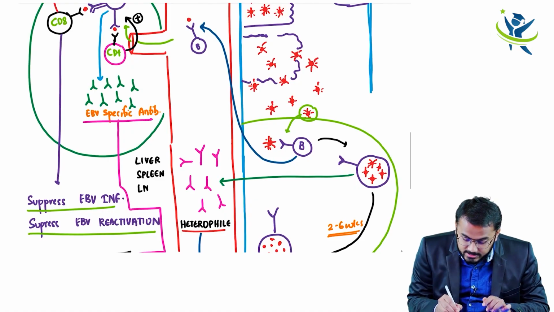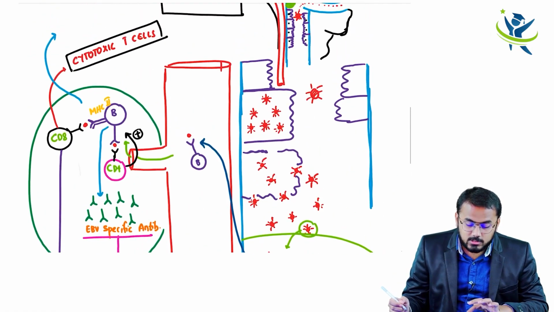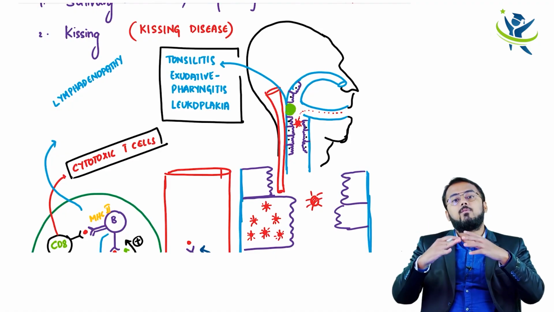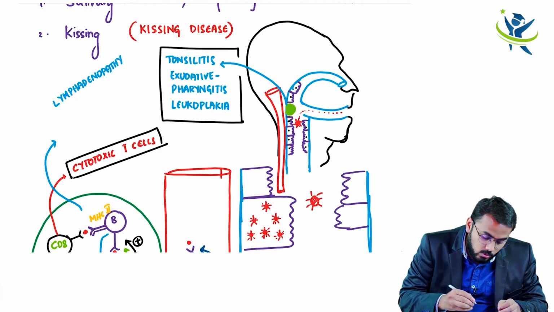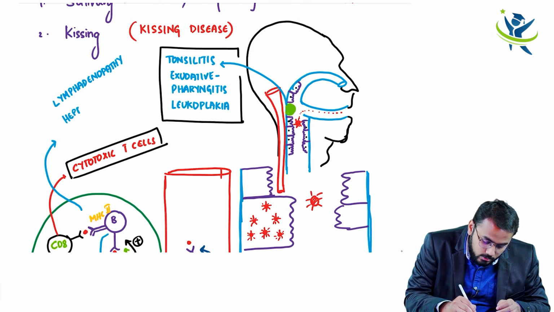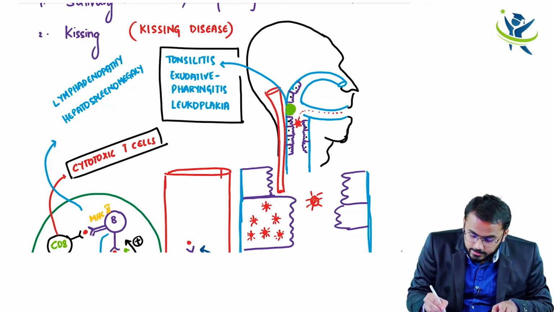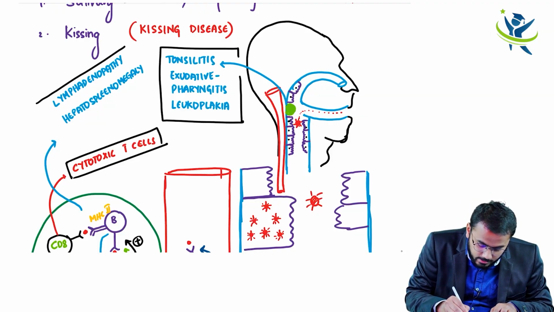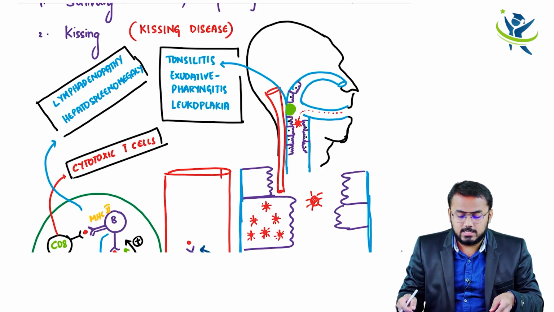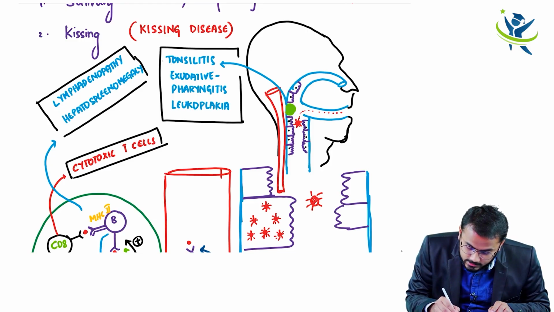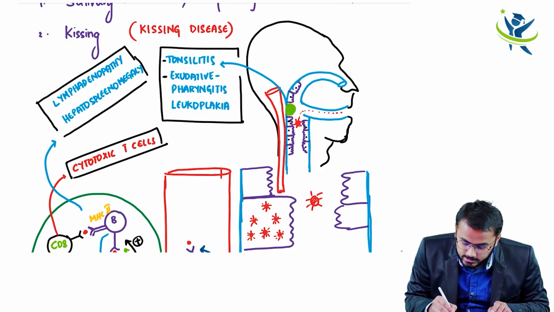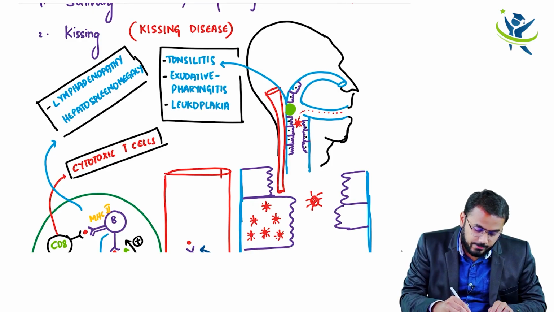I already told you that this entire process of CD8 and CD4 activation not only happens in the lymph node, but even in the liver and the spleen. So when the same process is happening in the liver and the spleen, patient gonna have hepatomegaly and splenomegaly. So patient gonna also have hepatosplenomegaly. So patient gonna have these two clinical manifestations. These are the important things which you can see. Patient gonna have tonsillitis, exudative pharyngitis, leukoplakia, lymphadenopathy, hepatosplenomegaly.